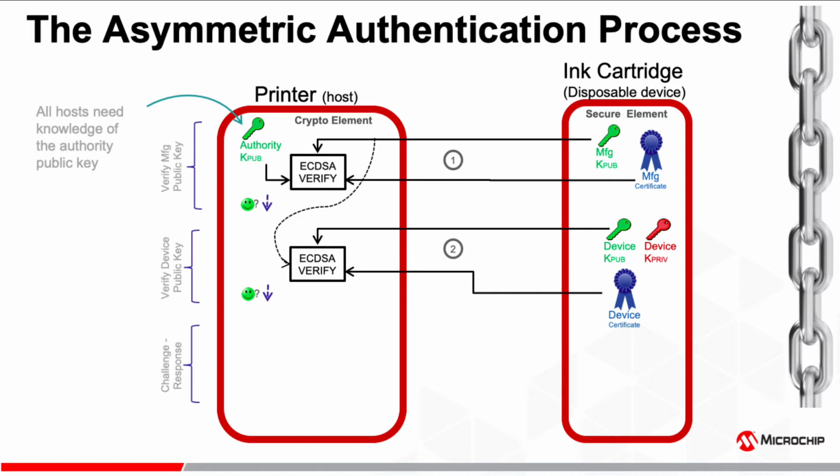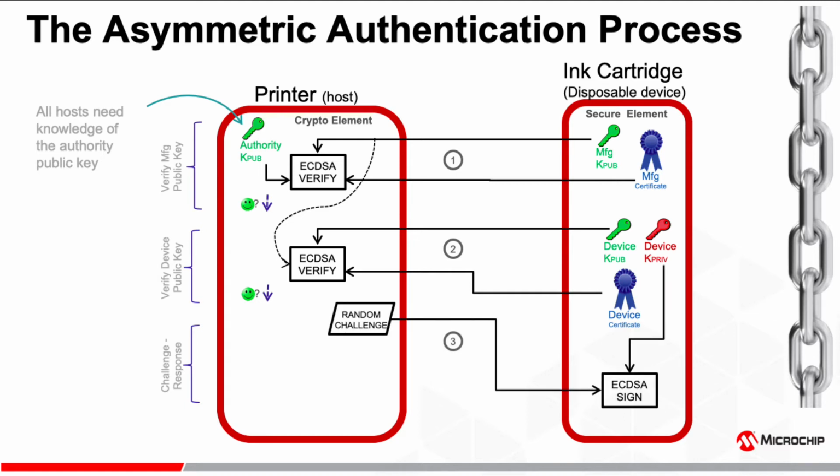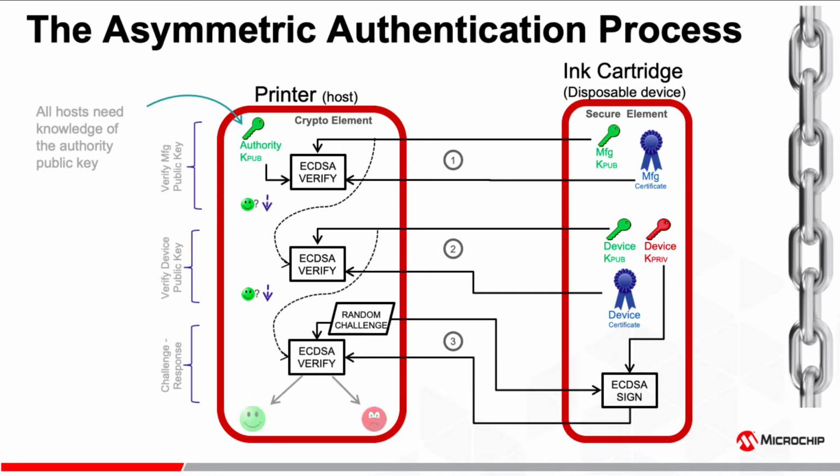We do trust the device public key, but if that ink cartridge is truly who it claims to be, it should also have the associated device private key. So we make a random number and we send it to the ink cartridge asking it to sign that random number. The digital signature comes back and we verify that digital signature, yes or no. Now we know the ink cartridge is truly genuine.